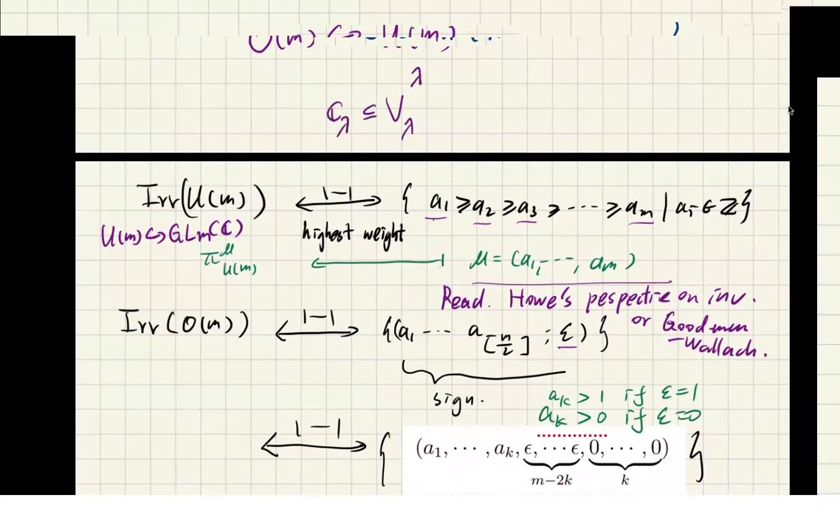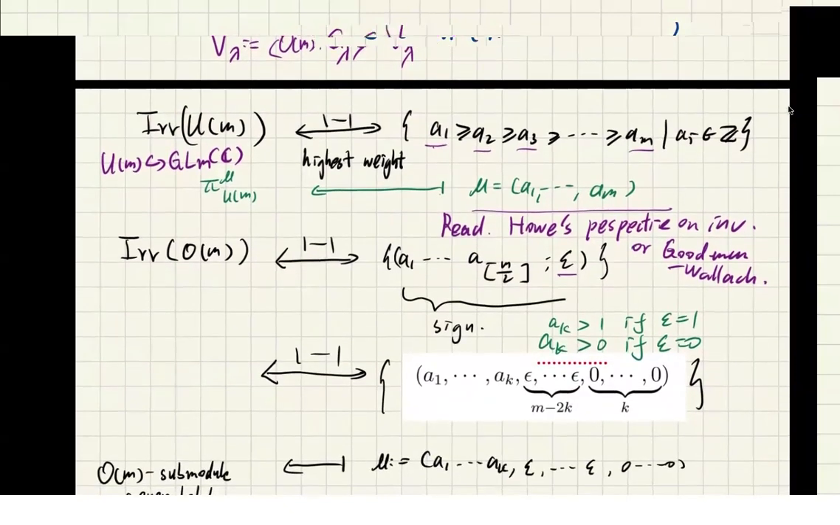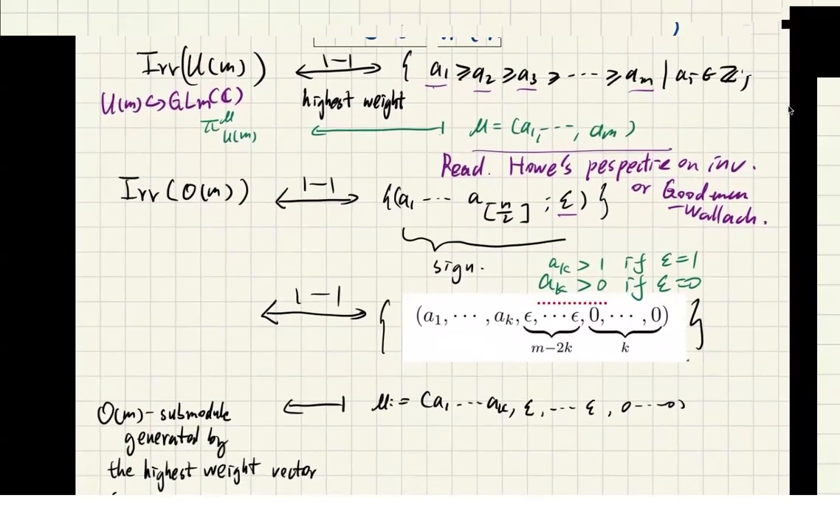So we will define the representation of OM corresponding to lambda to be the representation generated by the highest weight under the OM action. You can show that this is actually an irreducible representation if the weight satisfies the condition below.